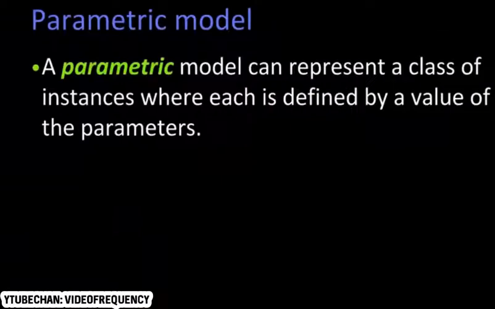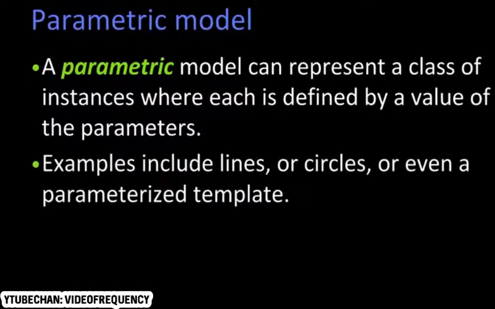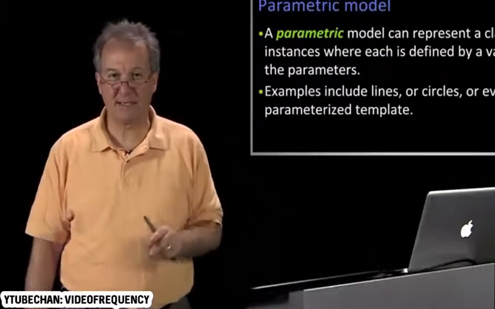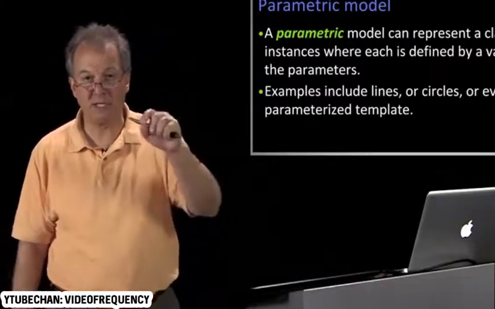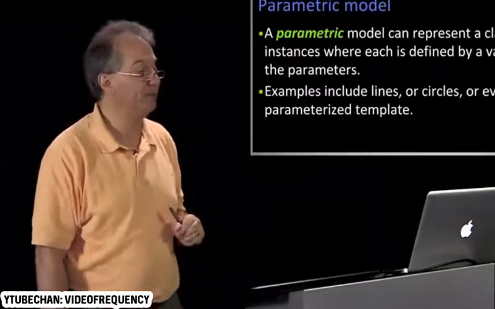What we mean by a parametric model is that it's a class. It's a model that represents a set of instances where each instance can be represented by a particular setting of the parameter or parameters. So for example, a line is a parametric model, a circle is a parametric model, and like I said, we'll even be able to talk about a parameterized template, where you have a template, but you change its shape according to the value of some parameters. So when you're trying to fit a parametric model, or another way of saying it, find a parametric model inside your image, there are a couple of things you have to keep in mind.